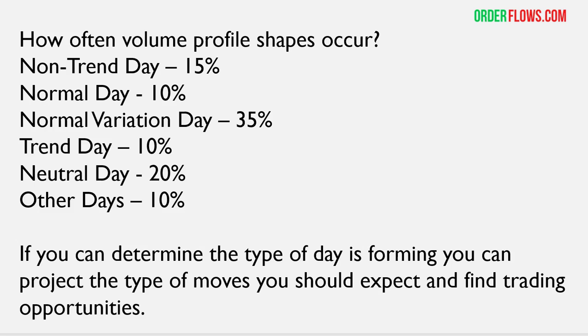So, how often do different shapes occur? Well, the important thing to remember is the normal variation day probably occurs the most, and at least a third of your days are going to be your normal variation day. Your neutral day is probably second, followed by the non-trend day. Normal days and trend days occur about the same amount, about 10% of the time.